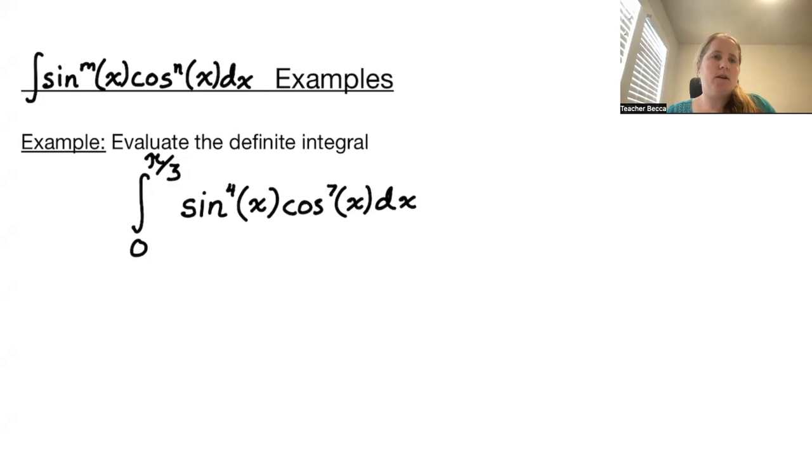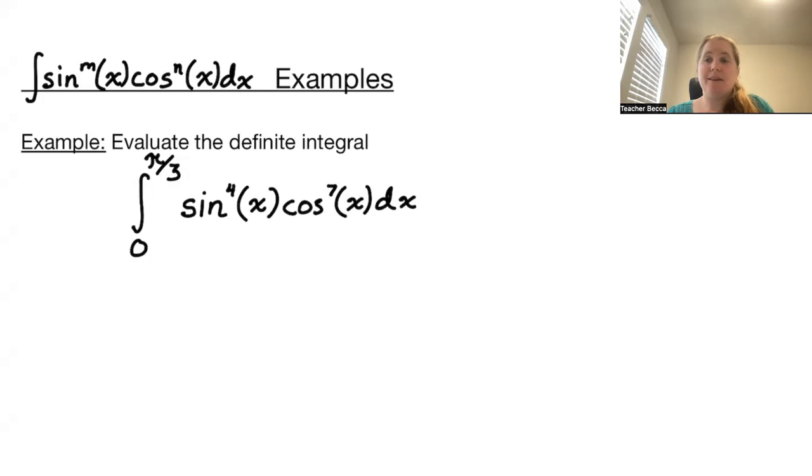Welcome to the integral of sine to the m of x times cosine to the n of x dx examples. So for our first example, let's evaluate the definite integral from 0 to pi over 3 of sine to the fourth of x times cosine to the seventh of x dx.